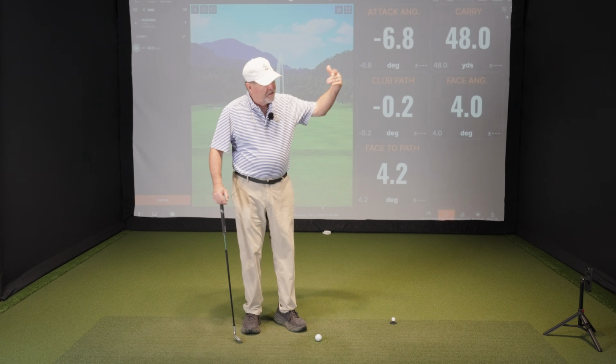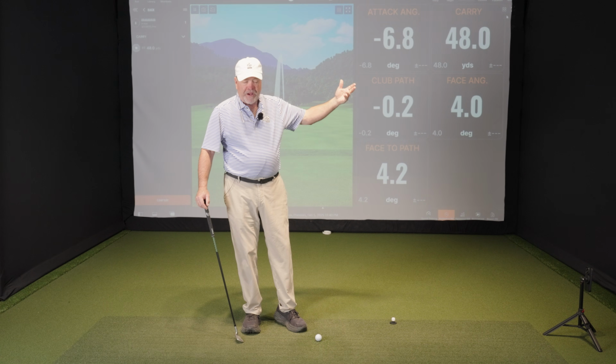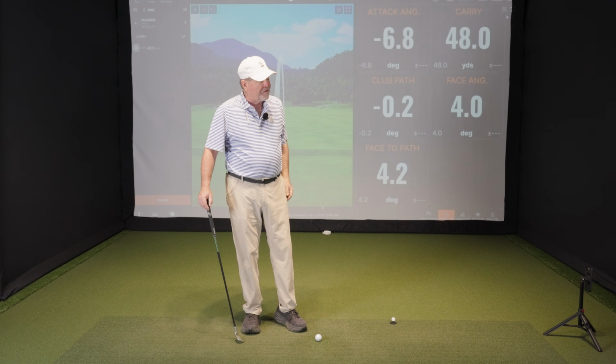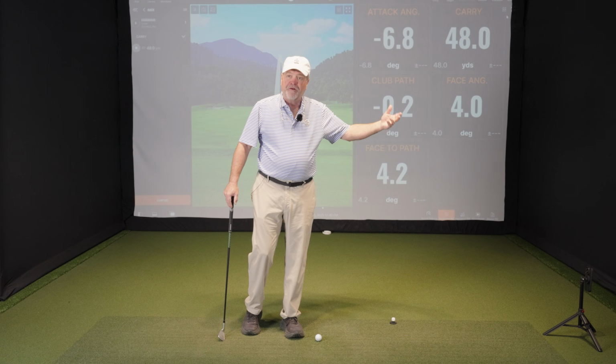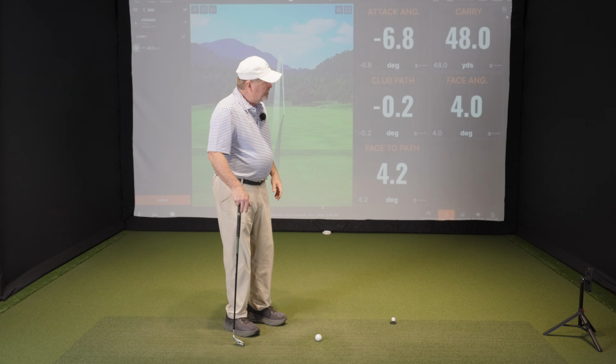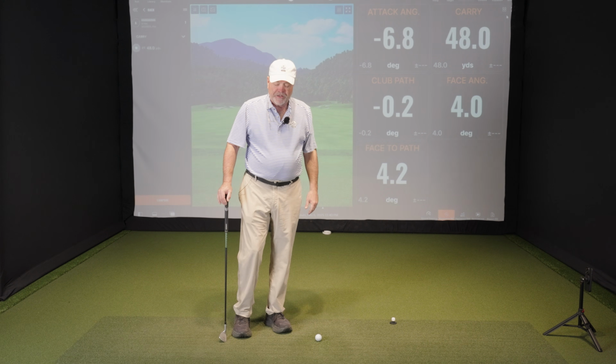You can see it got a lot of other numbers too. My club path was pretty close to 0, only -0.2. And then my face would have been open 4 degrees to that path. And so I should have hit a slight fade with just a short shot. And my carry distance of 48 yards.